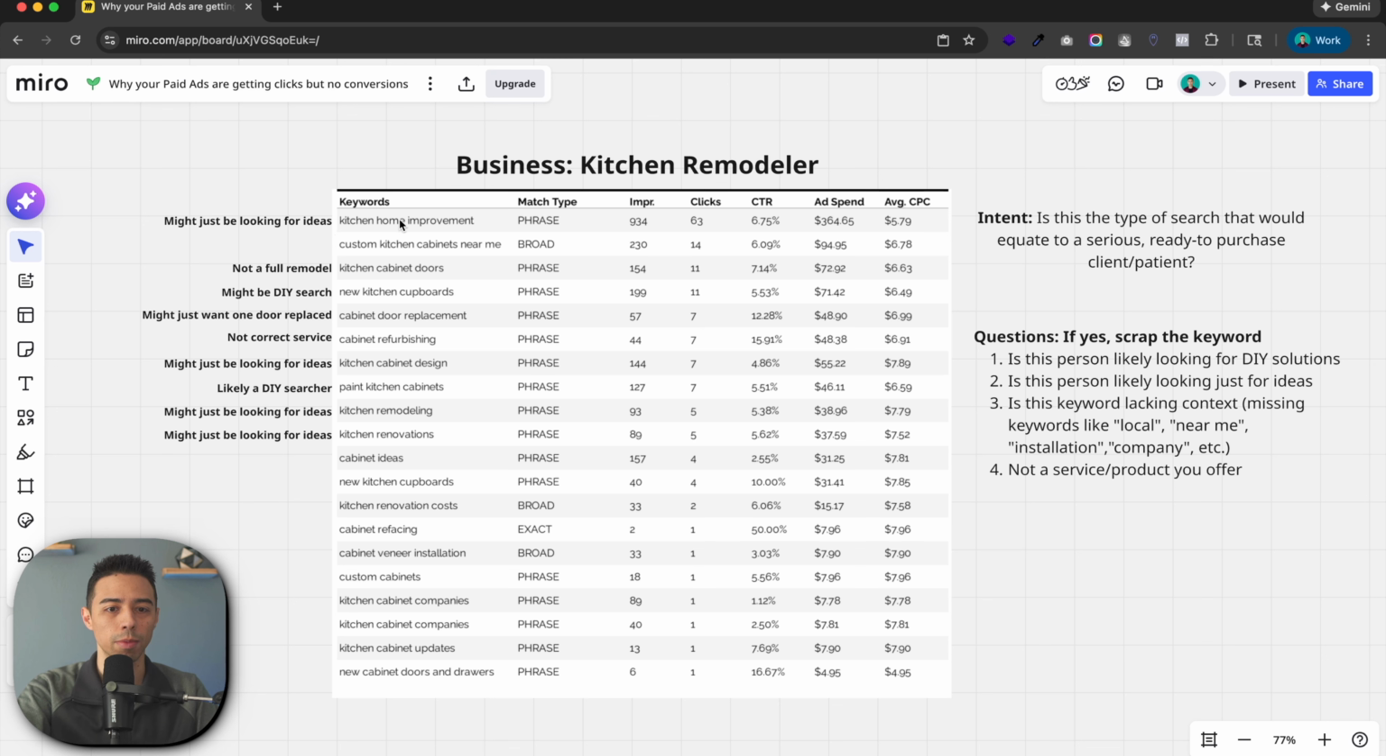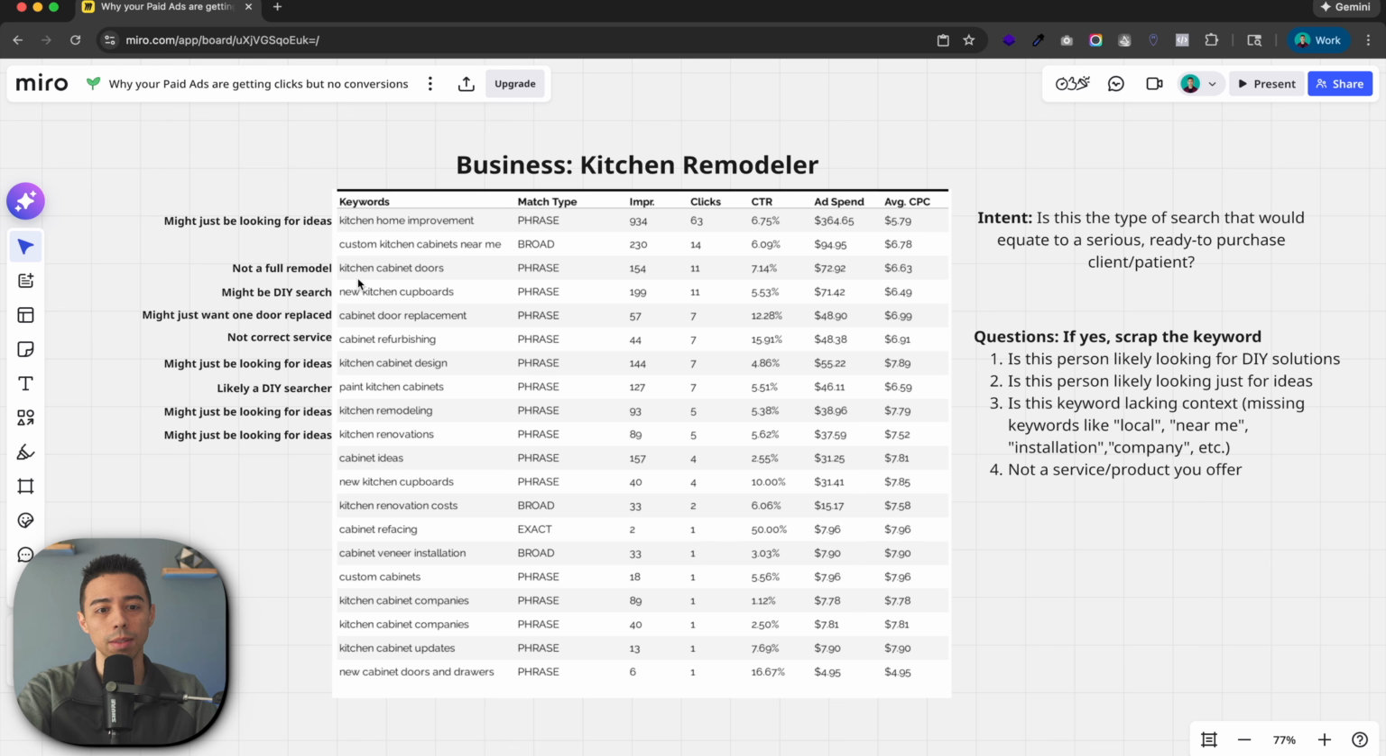So right up top, we have kitchen home improvement, and this is a phrase match keyword. The issue that I have with this one is they might just be looking for ideas. This is pretty vague and pretty broad, right? Whereas compared to the one below it, custom kitchen cabinets near me, that's very specific, and they are likely ready to talk to a business and get pricing and quotes for custom cabinets for their kitchen.